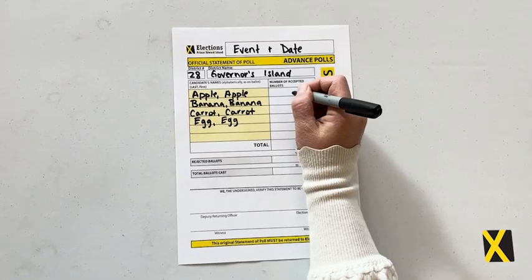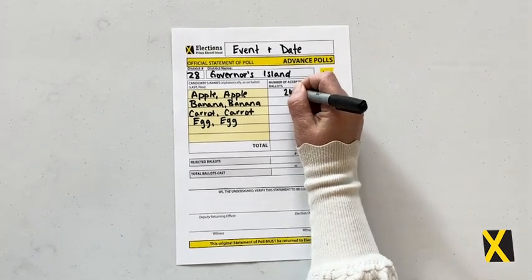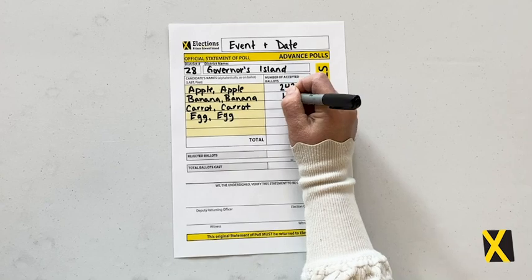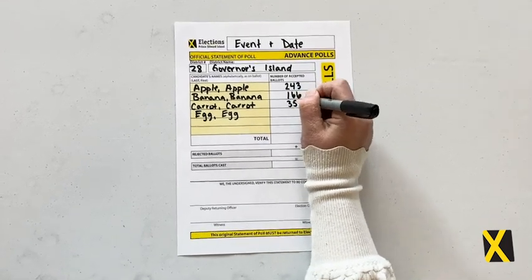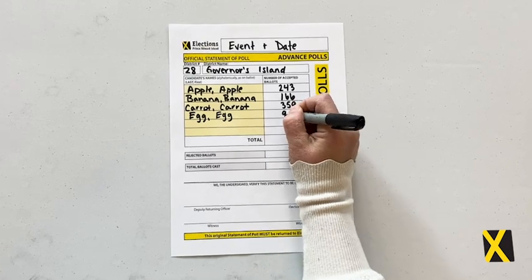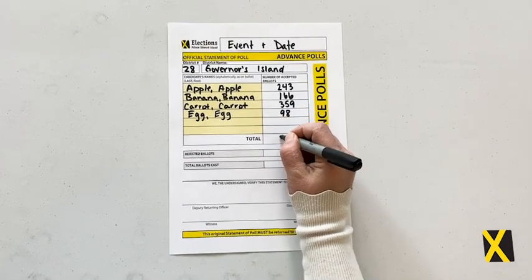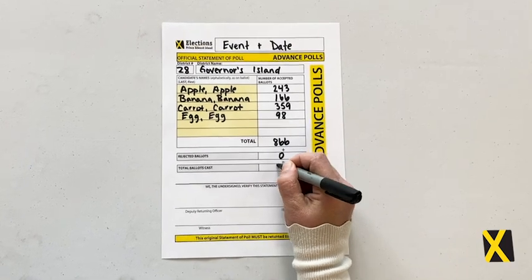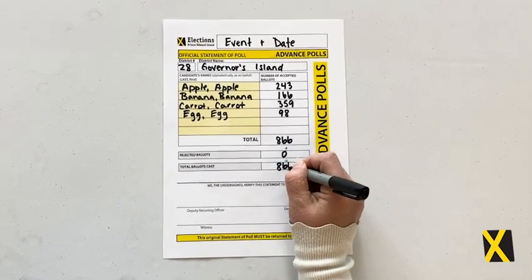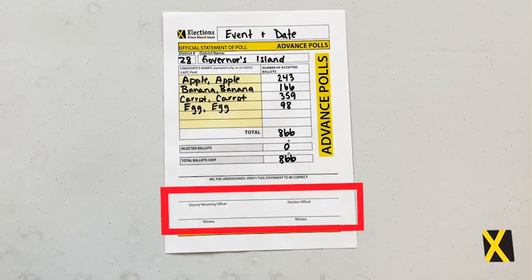We'll see the DRO fill in the total ballots cast in favor of each candidate. And total those up. Write down the number of rejected ballots and then total the 2 together. Remember to sign the sheet before submitting to the SDRO.